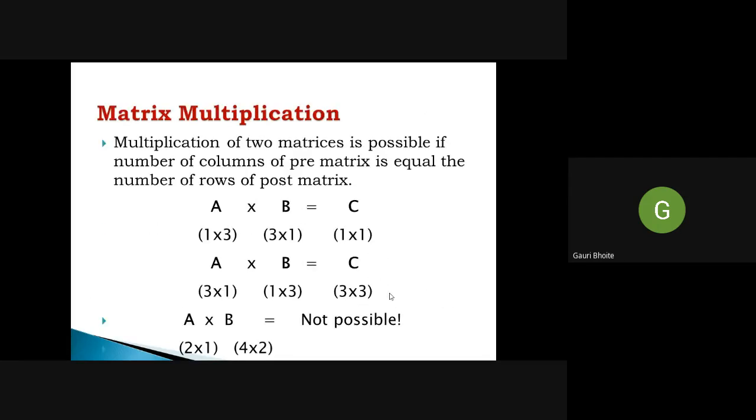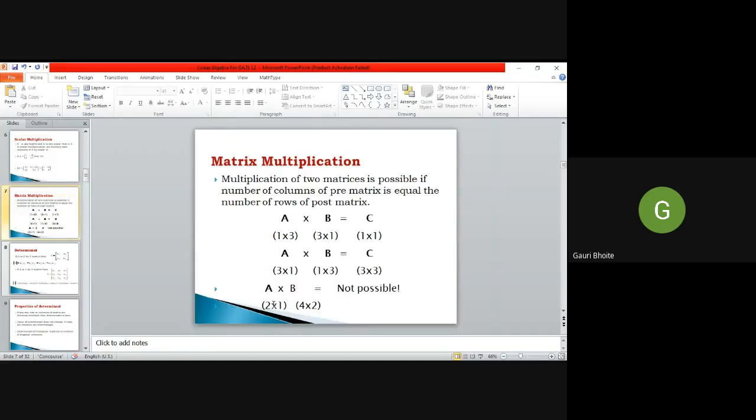So here, suppose third, A is a matrix of order 2 by 1, B is a matrix of order 4 by 2. So here the number of columns of the pre-matrix is 1, the number of rows of the post-matrix is 4. So matrix multiplication is not possible. Okay, so keep in mind this term.